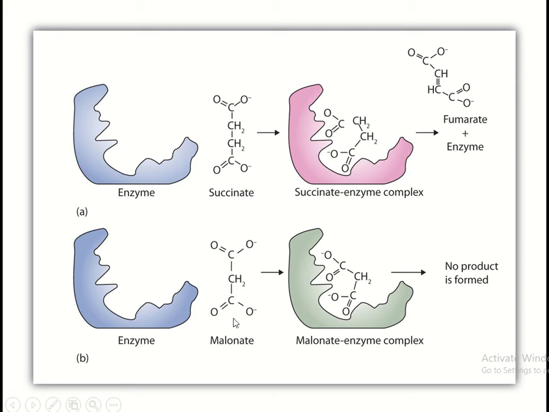So if the malonate binds to the active site of the enzyme, no product will be formed because no catalysis reaction occurs. However, if the actual substrate did bind to the active site of the enzyme, therefore the catalysis can occur and thus produce the product, which is fumarate.